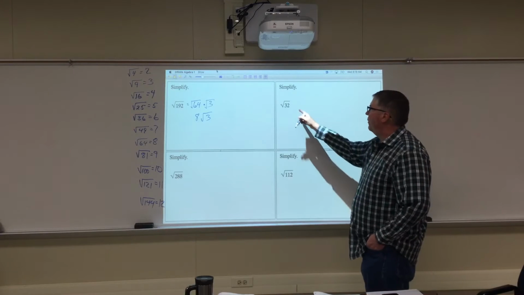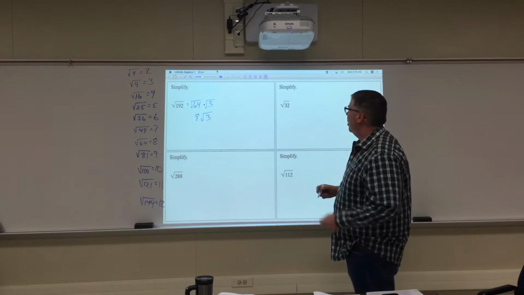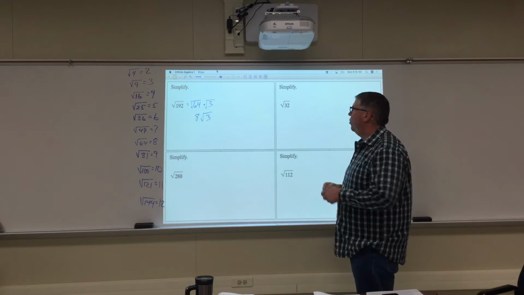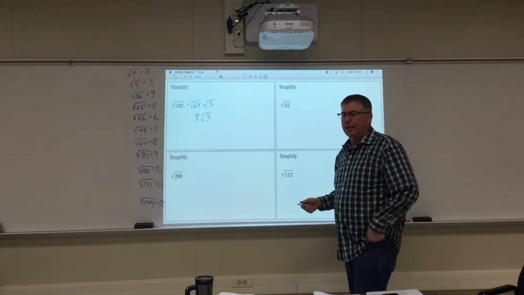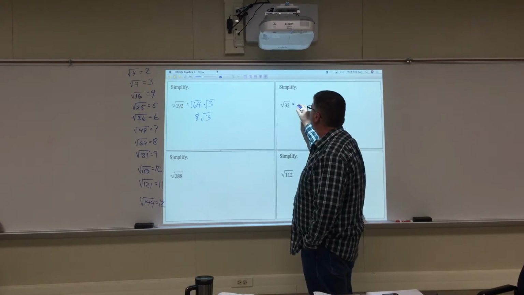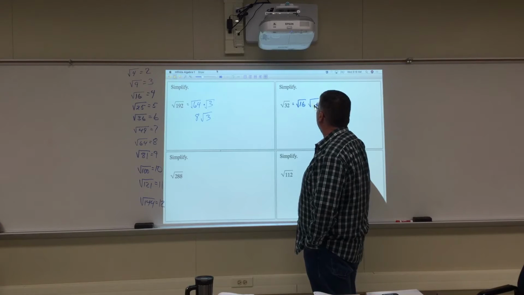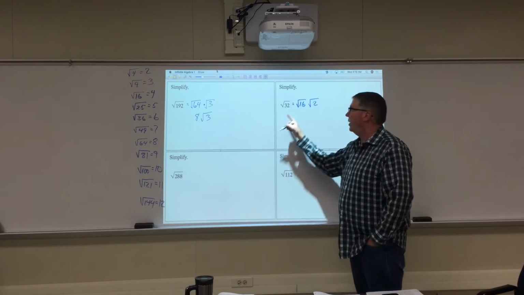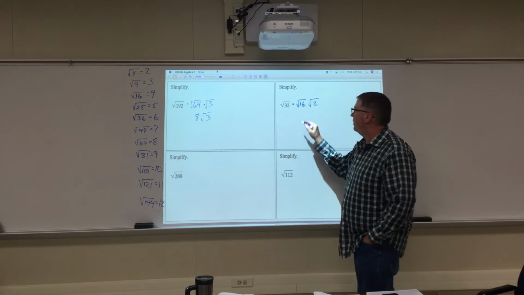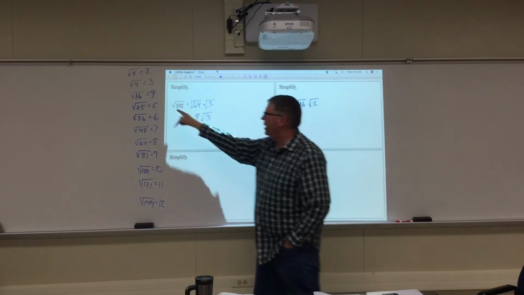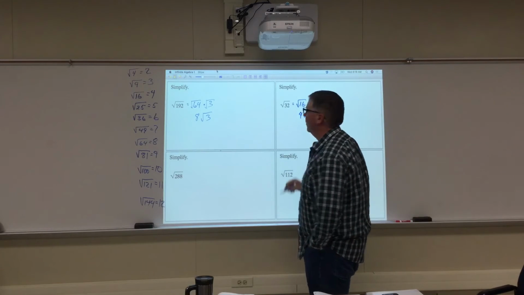Same thing, let's move over here to this one, 32. 32, we can go with 4, but we're better off going with 16. Let me try to show you something here. Radical 16, radical 2, because 16 times 2 is 32. Radical 16 is going to be 4, so 4 radical 2.